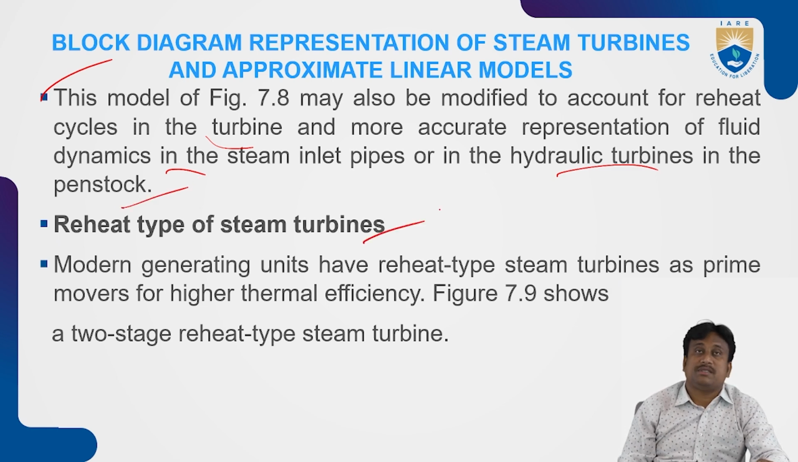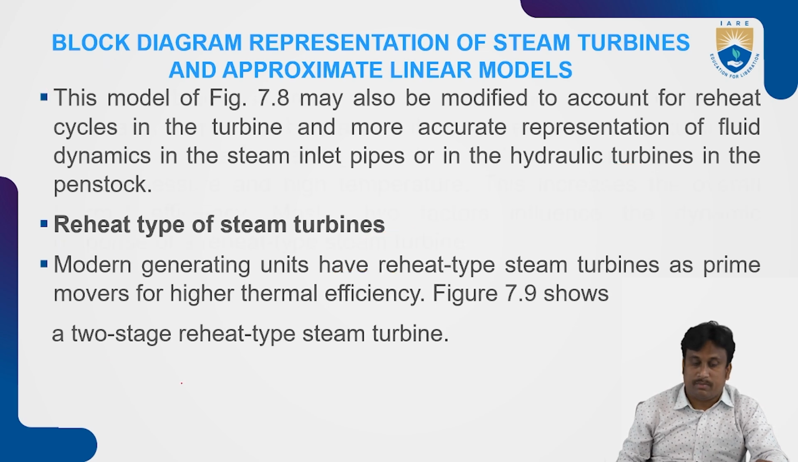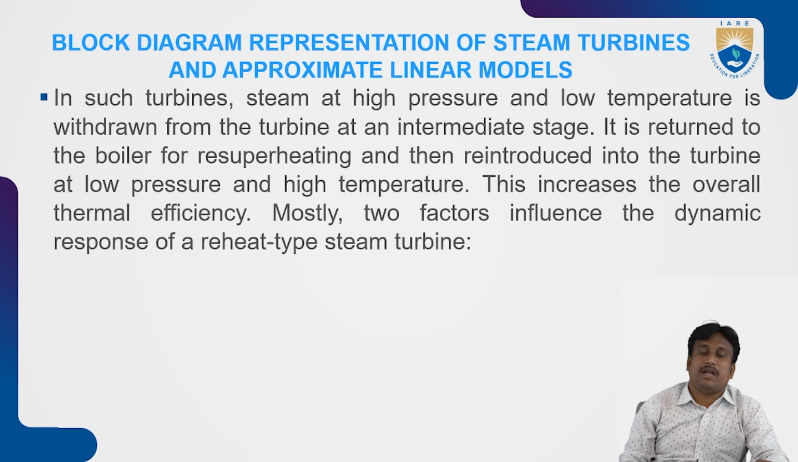So reheat type steam turbines, which are going to be in modern generating units, are considered as prime movers for higher thermal efficiency. So we are going to represent one more diagram, that is a two-stage reheat type steam turbine. So that is indicating the various blocks of the reheat type.